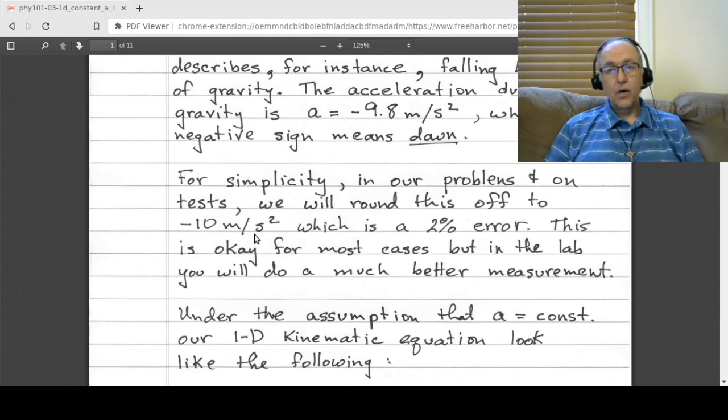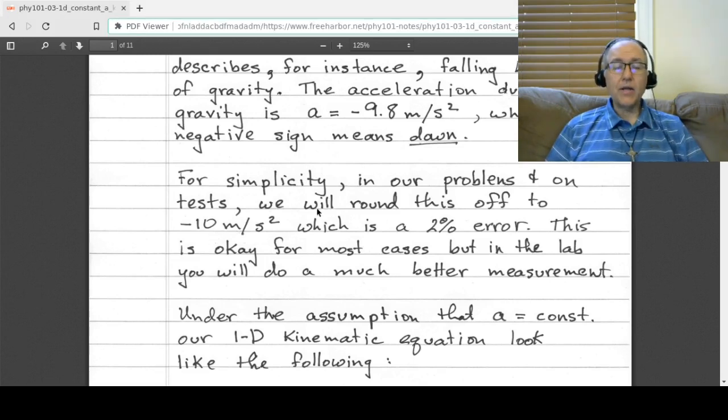Is it off? Yeah, it's off by 2%, which is not that good if you're doing an experiment. You really should do more accurately than that. But it's okay in doing the kinds of problems we're going to do. And there's a great advantage, and that is 10 is a very easy number to work with, whereas 9.8 isn't. When we do some of the math, especially when we get to the quadratic equation, which you'll see later, working with an acceleration of negative 10 meters per second squared is a lot easier than working with 9.8. So that's the number that we'll use for the acceleration due to gravity.